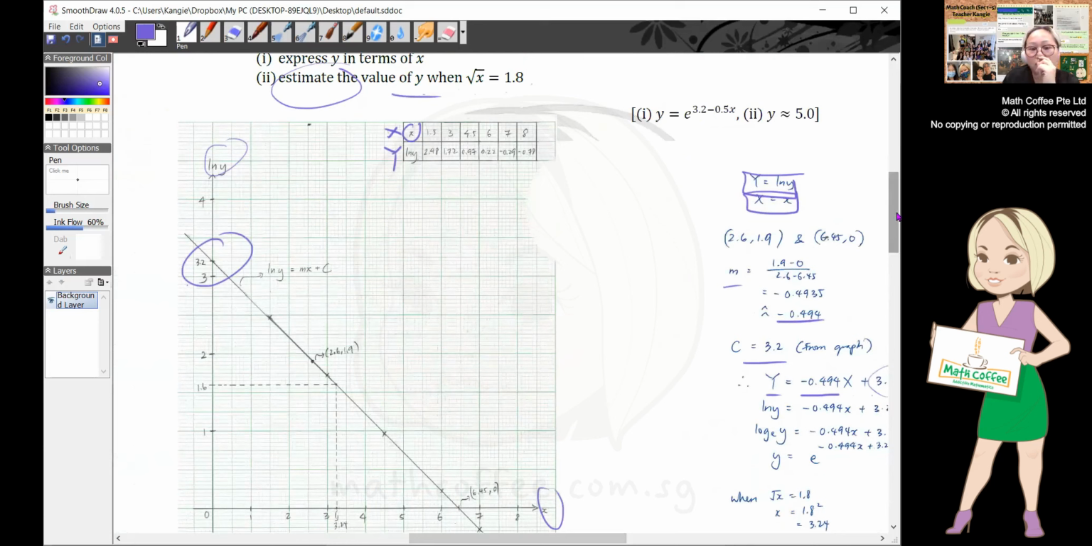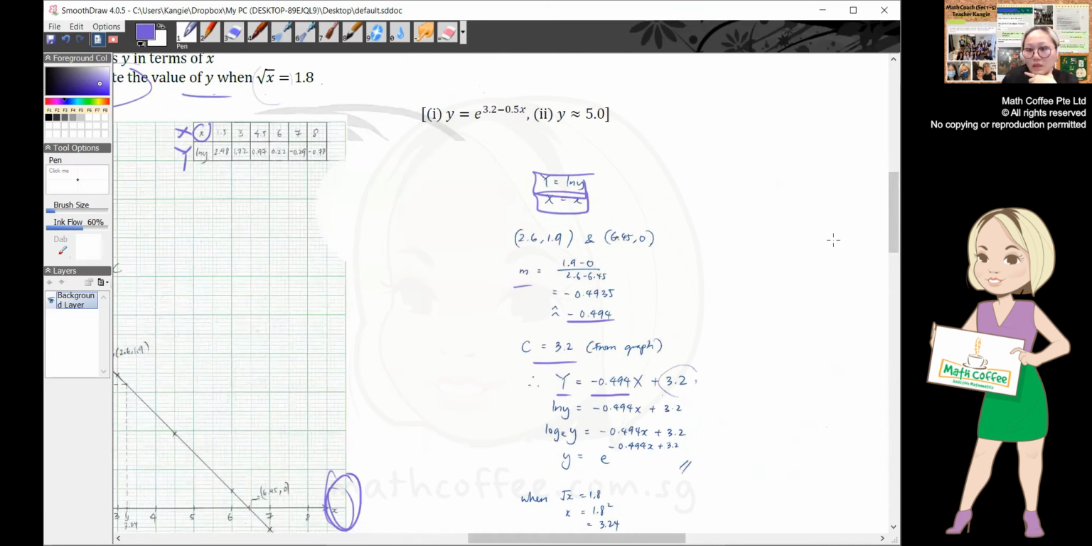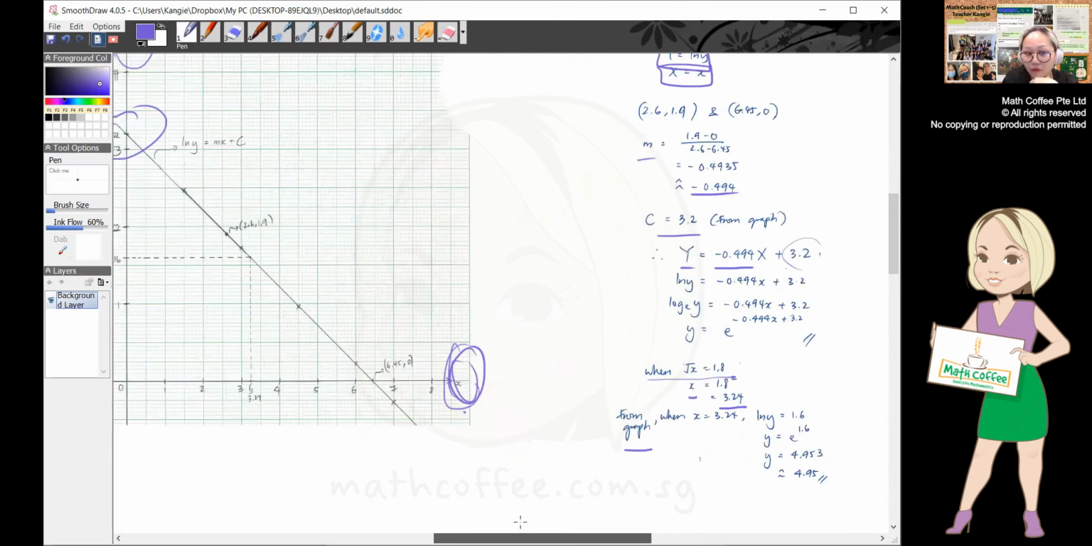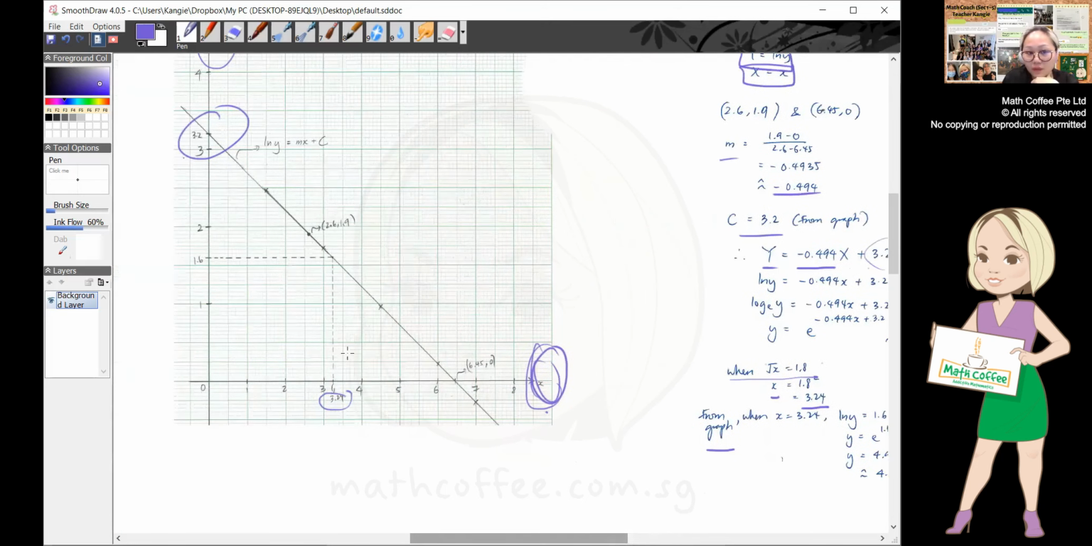The trick is you always look at what is your big X and big Y. For this case, your big X is x1. So when square root X equals 1.8, I want to find out what my X is, because this is my constant. So I square both sides, 1.8 squared, you get 3.24. It means you got to go to your graph, go and find 3.24, then dot, dot, dot, dot.